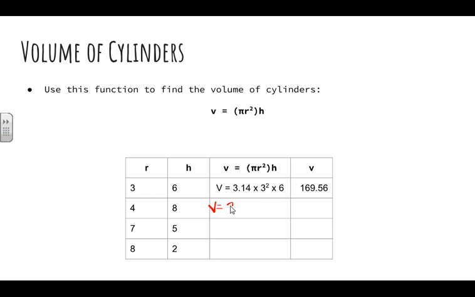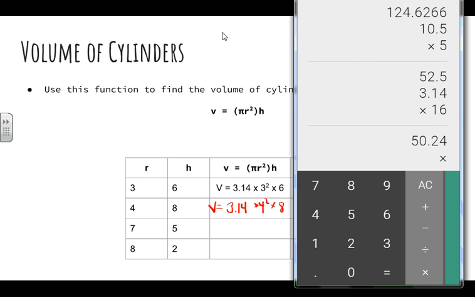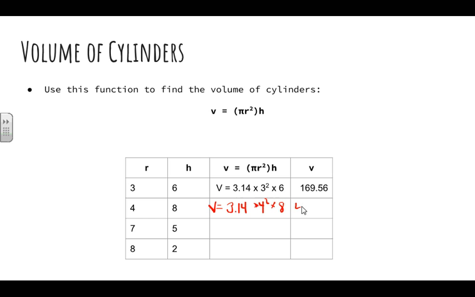All right, so if you have a cylinder with a radius of 4 and a height of 8, we would do 3.14 times 4 squared times 8. 4 squared is 16, so 3.14 times 16 times 8 will give us a volume of 401.92.